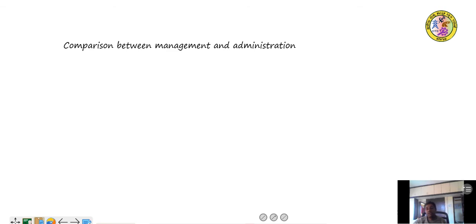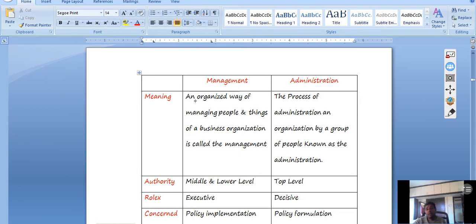Now let us move to the comparison between management and administration. We have come to know that management is a process, and administration is also a process. Administration frames the policies, management implements the policies. Administration is decision making of policies, management is an executive work. Management meaning an organized way of managing people and things of a business organization is called management.